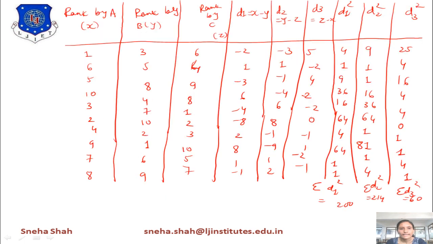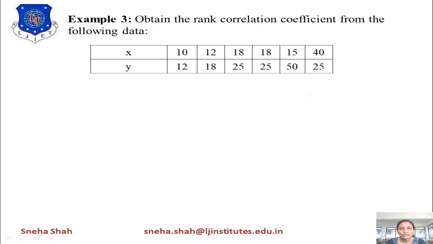Now the next example is: obtain the rank correlation coefficient from the following data. X and Y are given to you like this: X is 10, 12, 12, 18, 18, 25, and Y is 18, 25, 15, 50 and 40, 25. So from this distribution you have to find out the rank correlation coefficient. Now how will you find the rank correlation coefficient from this?